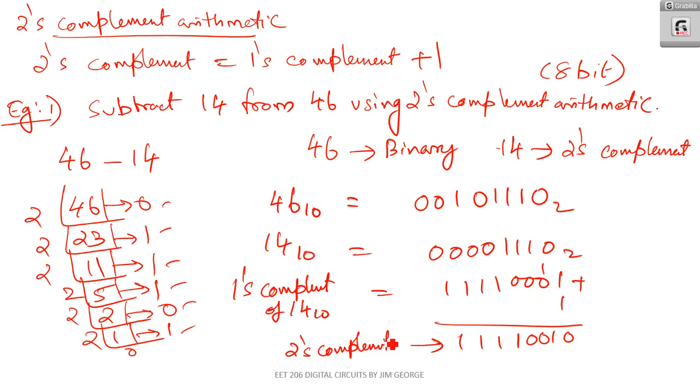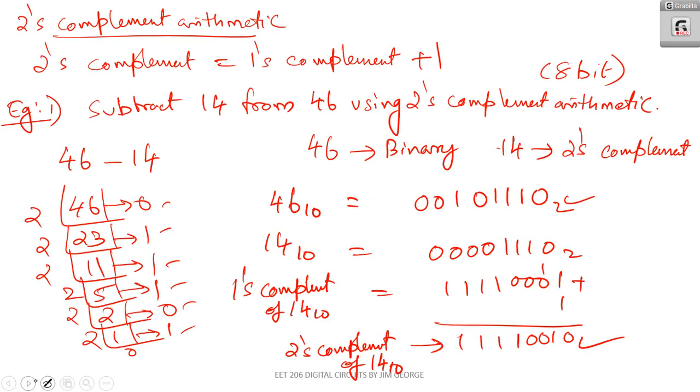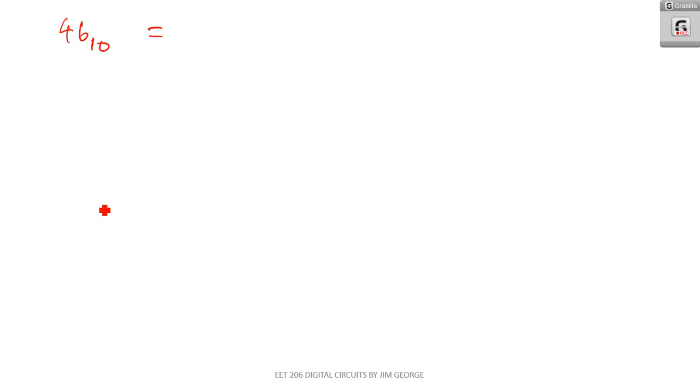2's complement of 14 to the base 10. Now you add the binary of 46 and the 2's complement of 14 to the base 10. So you can write 46 to the base 10. What is it? 46 to the base 10 is 0, 0, 1, 0, 1, 1, 1, 0.